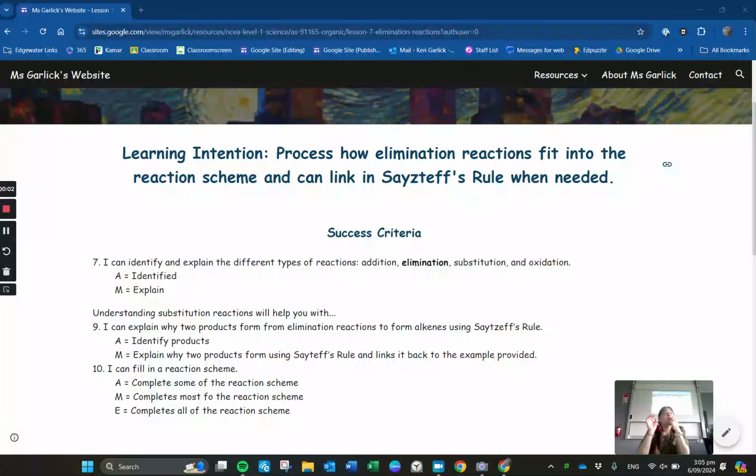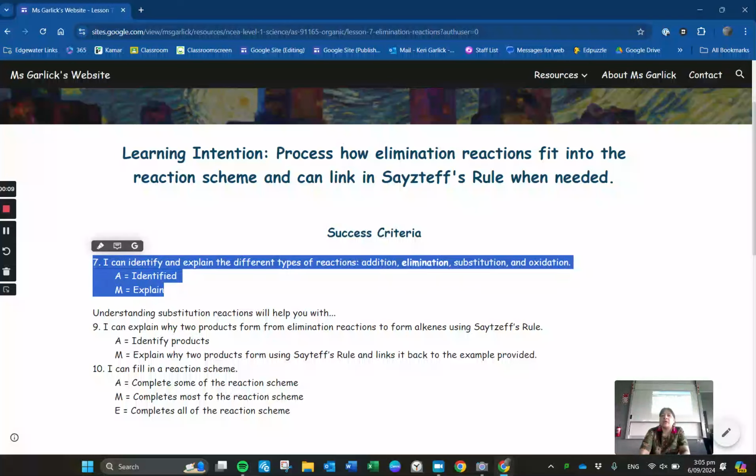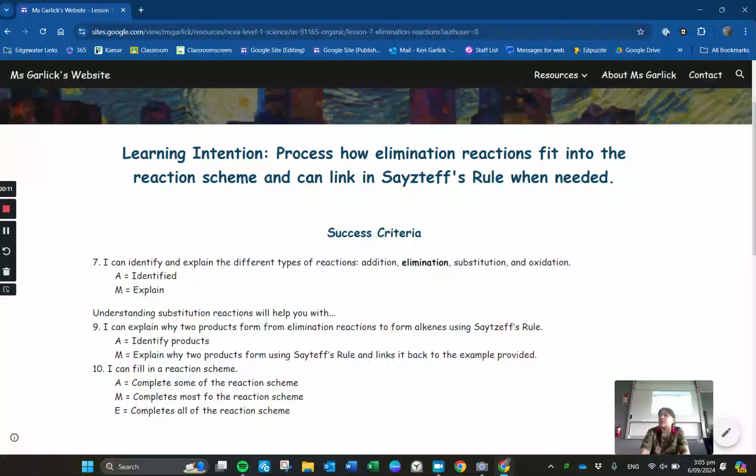All right, so what I want to talk about today for you guys in organic is the elimination reaction. Like I said, we're talking about the different types of reactions. We've done substitution and oxidation yesterday. Today I want to talk about elimination. Elimination is a little bit complicated because now we're going to have to integrate some extra rules, which is Zaitsev's and things like that.